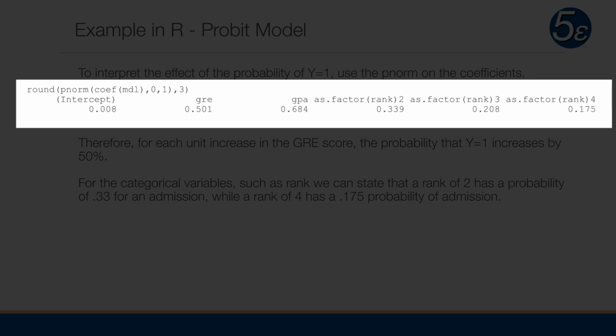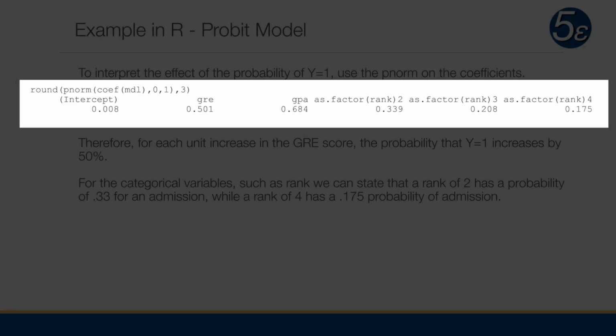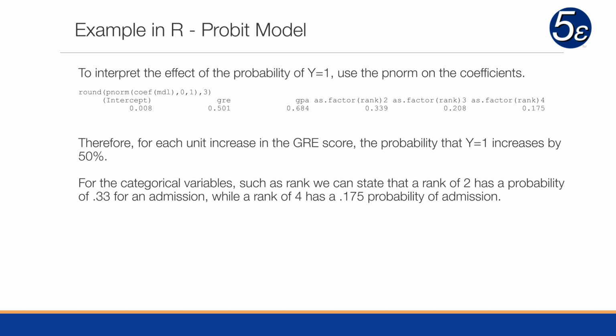We're going to use round, only because we want to round to 3 decimal places. pnorm of the coefficients of the model, again using 0 and 1 for the mean and the standard deviation. And this will now give us the value that we want. Therefore, for each unit increase, say in GRE, the probability that y equals 1 increases by 50%. And for GPA, for every unit increase in GPA, the probability that y equals 1 increases by 68%.